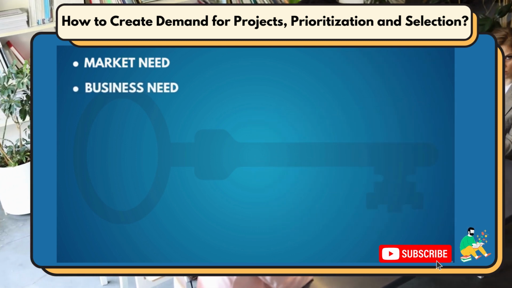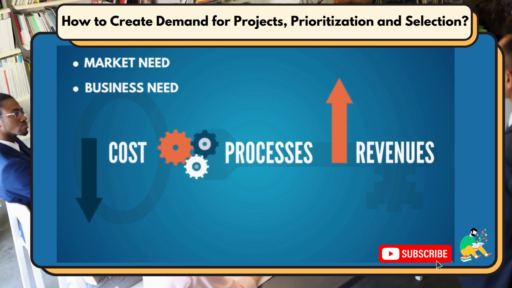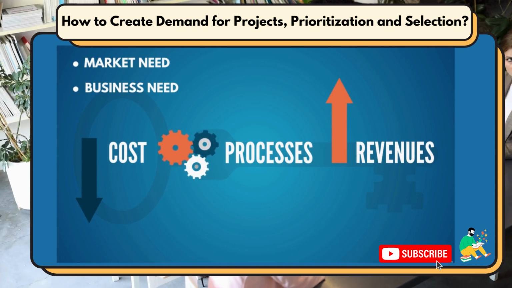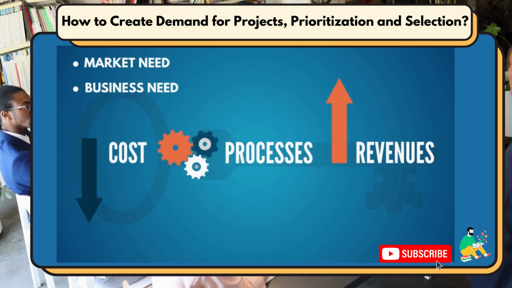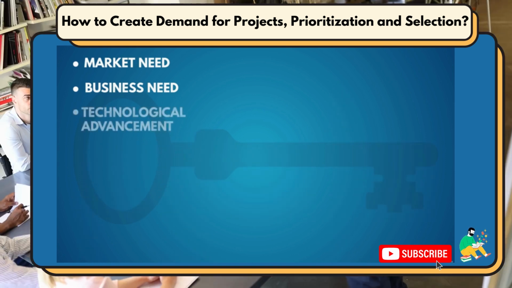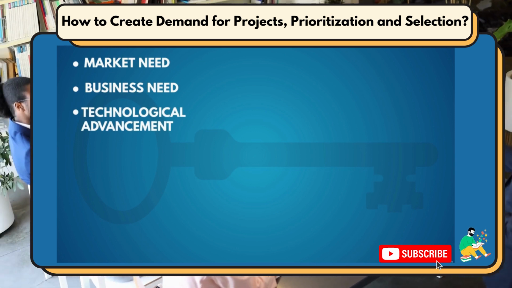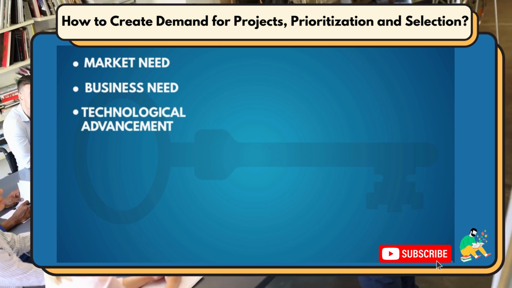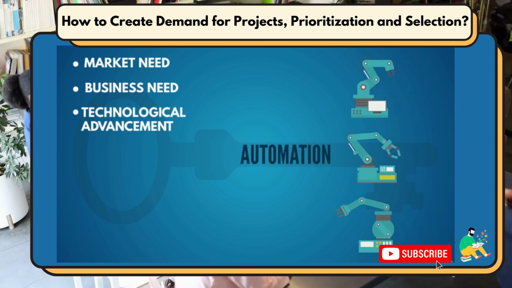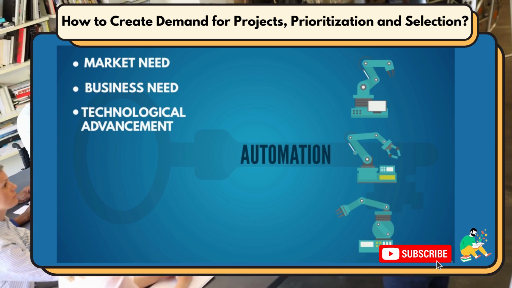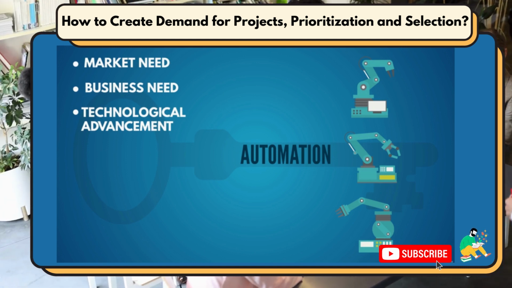Or there could be a business need. During the financial crisis, for example, many companies had to execute projects to reduce costs, optimize processes, or increase revenues by expanding the customer base just to stay in business. Also, the demand for a project may arise from technological advancement. Technology may advance to the point where your business can be automated or your products need to change. For example, anything you use your smartphone for nowadays. Paying for things, booking a taxi, even ordering lunch surely involved a project.